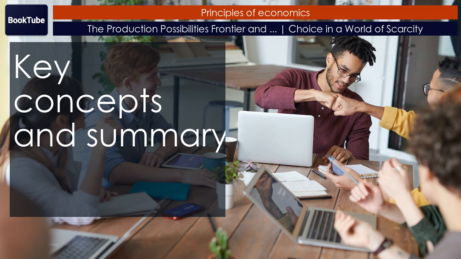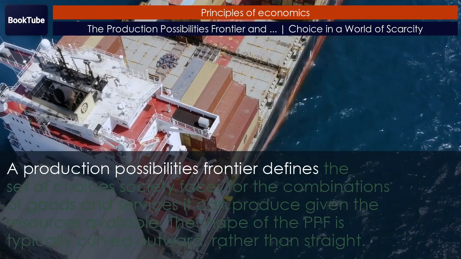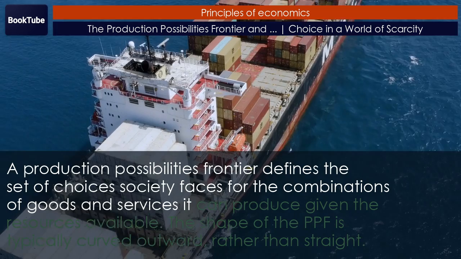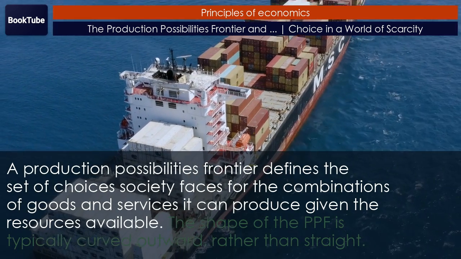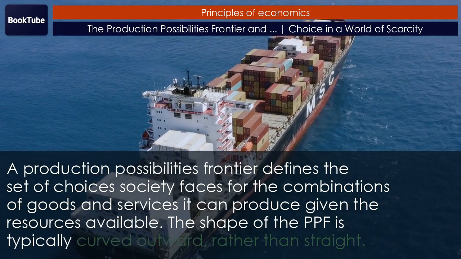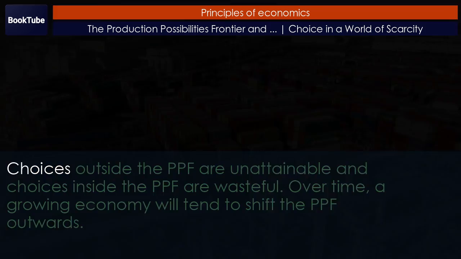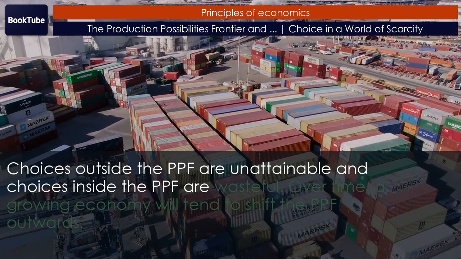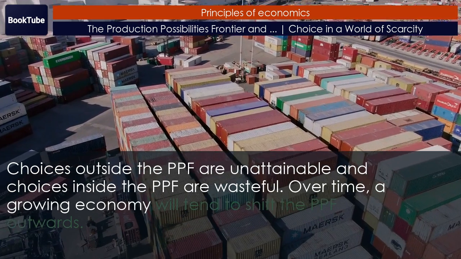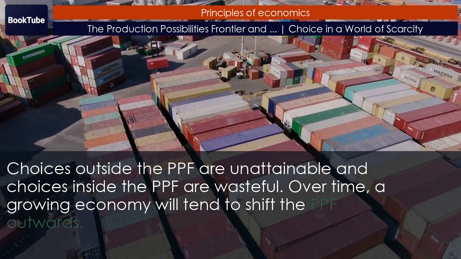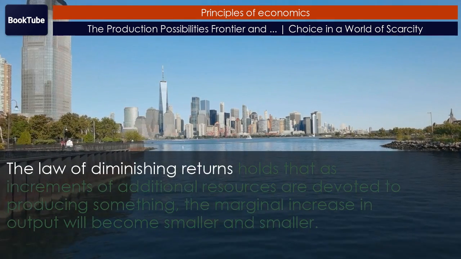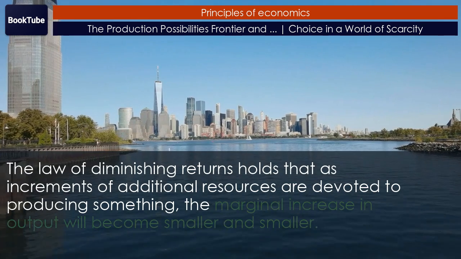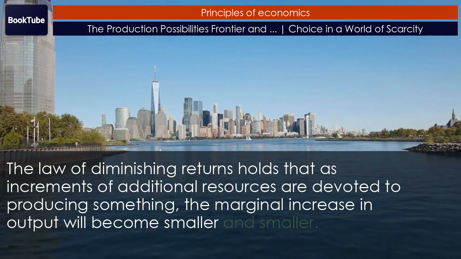Key concepts and summary. A production possibilities frontier defines the set of choices society faces for the combinations of goods and services it can produce given the resources available. The shape of the PPF is typically curved outward, rather than straight. Choices outside the PPF are unattainable and choices inside the PPF are wasteful. Over time, a growing economy will tend to shift the PPF outwards. The law of diminishing returns holds that as increments of additional resources are devoted to producing something, the marginal increase in output will become smaller and smaller.